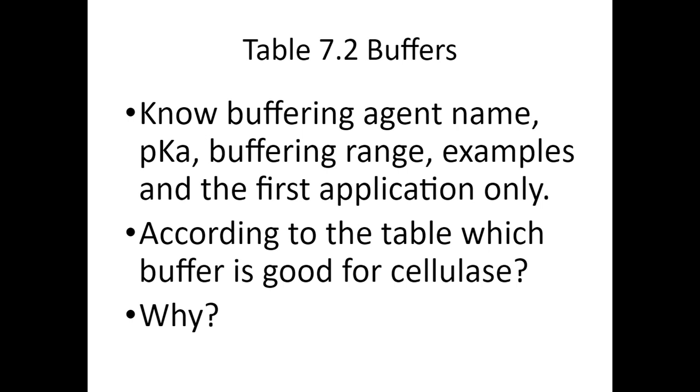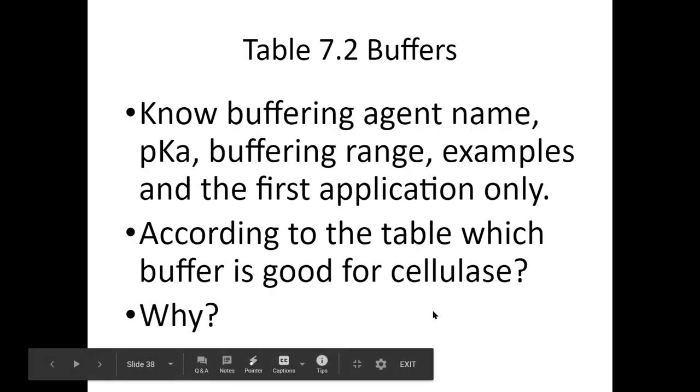The closer the pH of the buffer is to the pKa of the weak acid, the better its buffering capacity. So potassium phosphate and dipotassium phosphate are usually good to generate buffers of pH values around 6 to 7. So this is a good one to use for cellulase. That's how you would pick out your buffers.